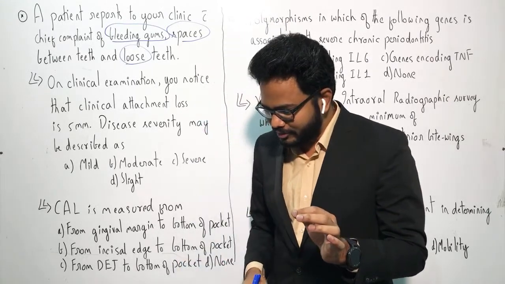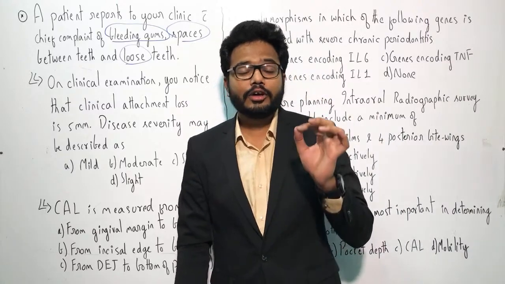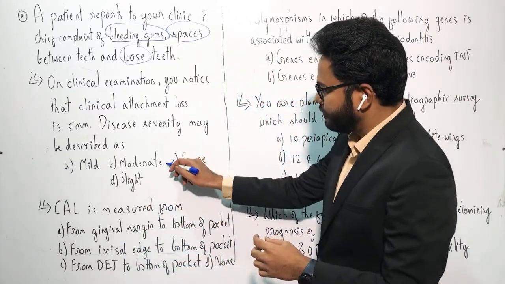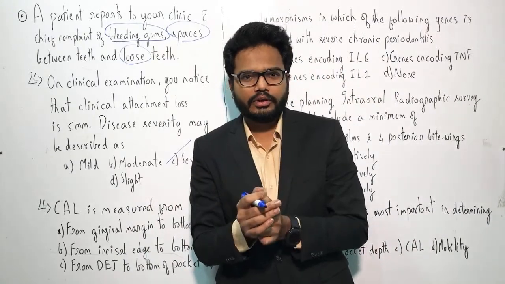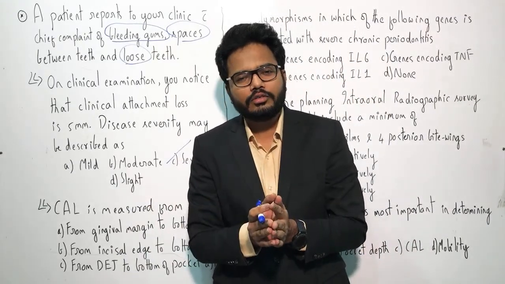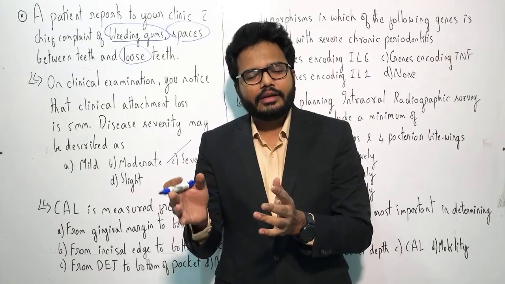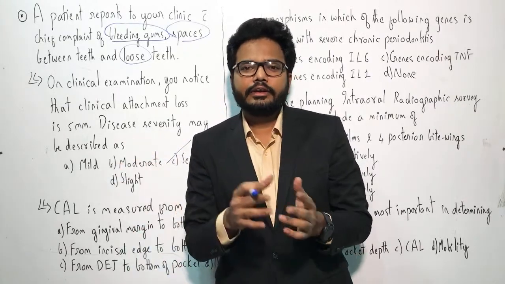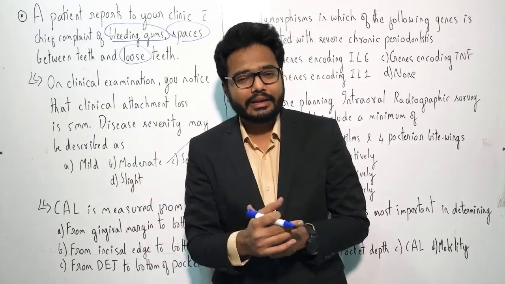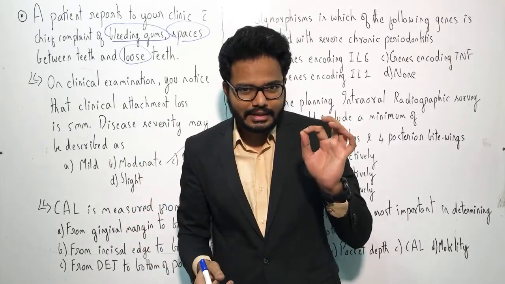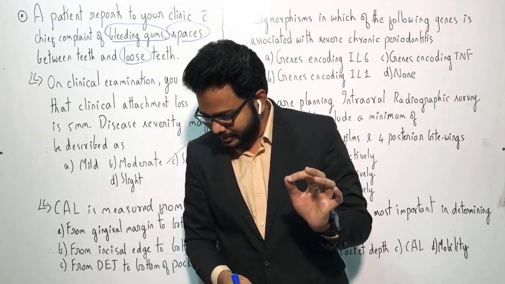I see most of you choosing option B, but we're talking about clinical attachment loss, which is option C. So 5 mm. So do make a note of these points. 1 to 2 mm of clinical attachment loss is categorized as slight or mild. 3 to 4 is categorized as moderate. 5 mm or more clinical attachment loss is categorized as severe. Okay, I hope it's clear.